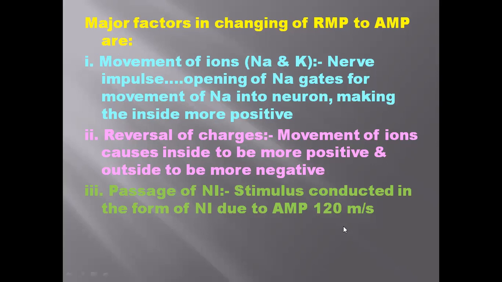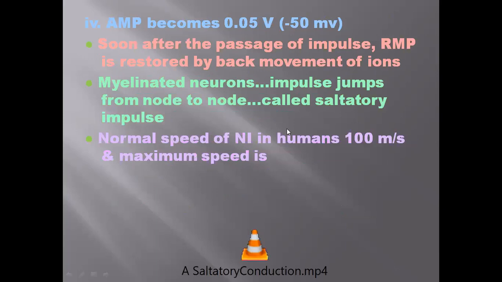The nerve impulse is conducted at a speed of 120 meters per second. Active membrane potential is going to be, this is not a negative sign. Please do not consider this negative sign. It was a typing error. Soon after the passage of the impulse, the resting membrane potential has to be restored back by the movement of ions. This is the refractory period and the hyperpolarization, where the hyperpolarization takes place.